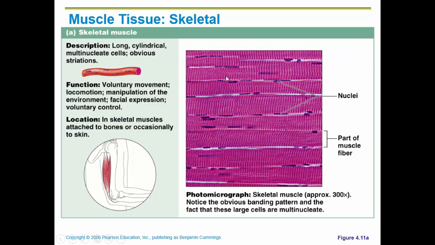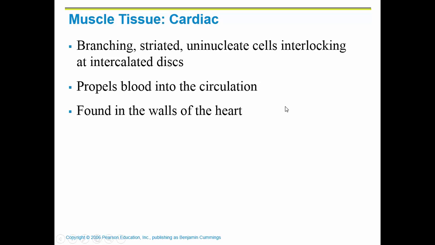This is what I was talking about when it comes to striations. You can see these stripes all throughout. So this, what I'm outlining right now, is one cell. And you can see that it's multinucleated. This is a nucleus, this is a nucleus, nucleus, nucleus. And then these striations are these protein fibers.